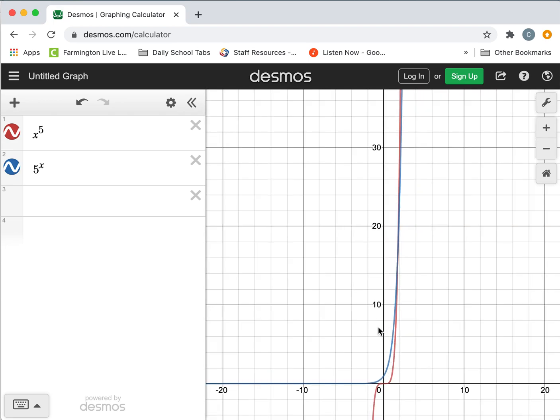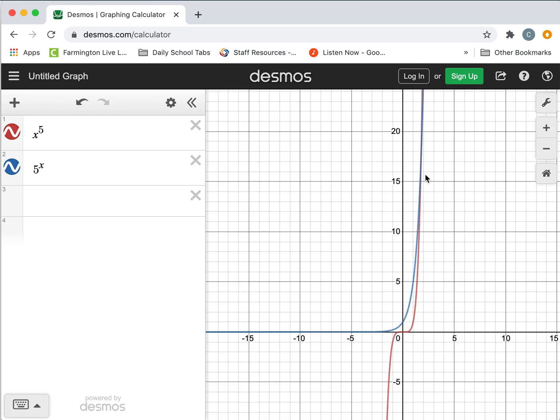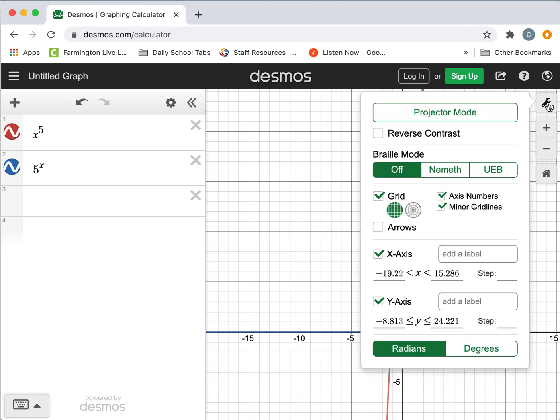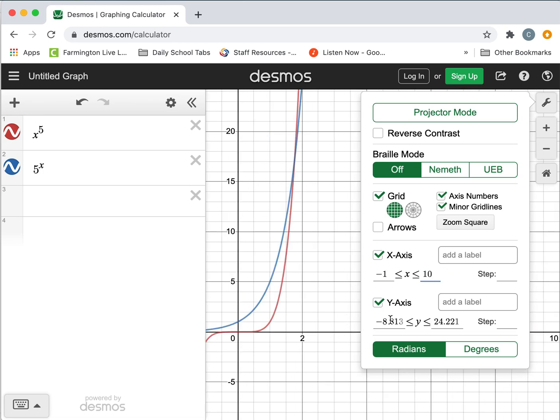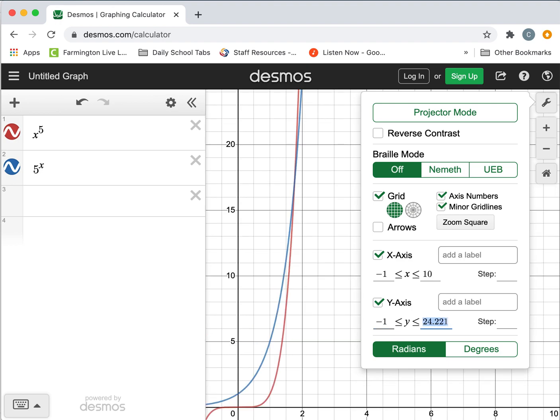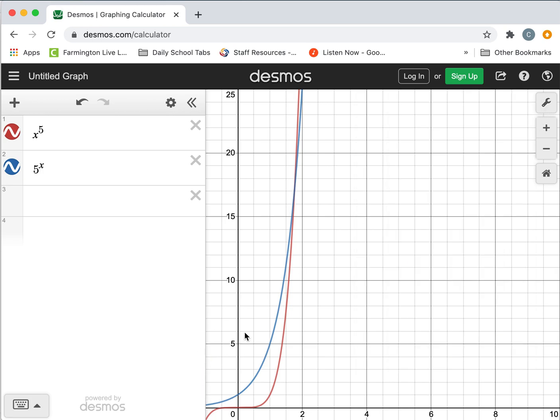Ooh, I want way more than 20. It looks like there's an intersection here. I'm just going to adjust my window. Negative 1 to 10 was plenty far out, and then I don't really need the negative value. So negative 1, I'm going to go up to, let's say, 25. Good. Then if you guys look at my screen, I can see my intersection.